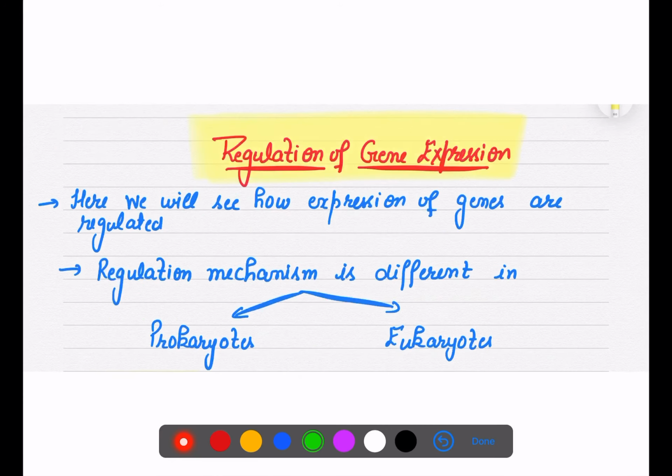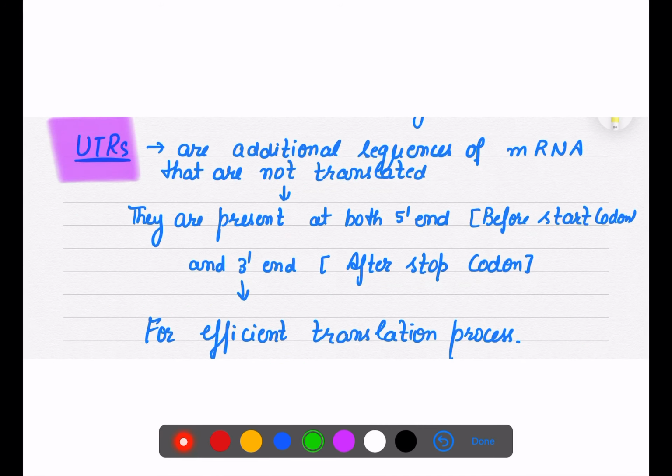So that is all for today, we have completed translation thoroughly. Now in my next lecture I'm going to talk about the regulation of gene expression.